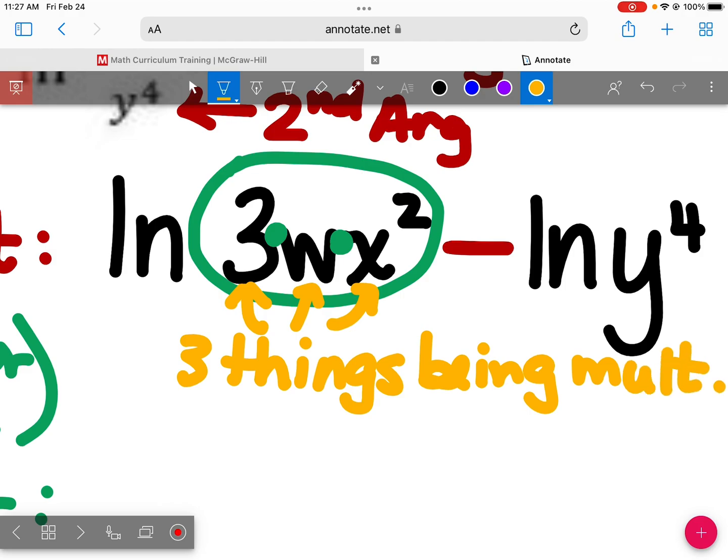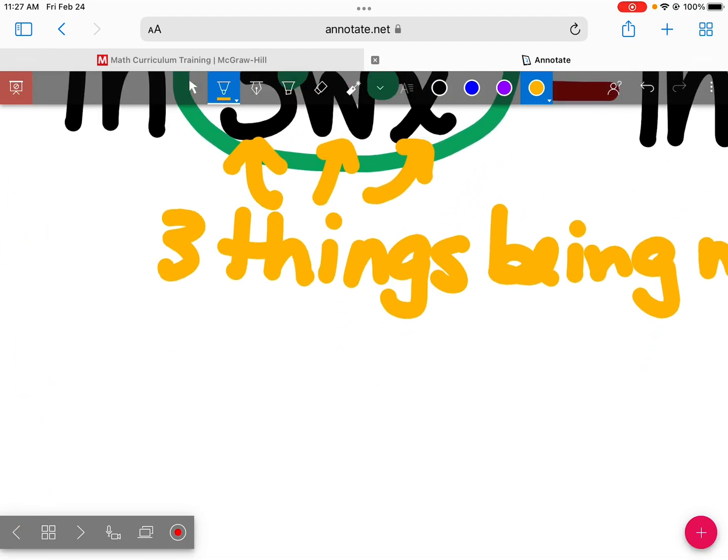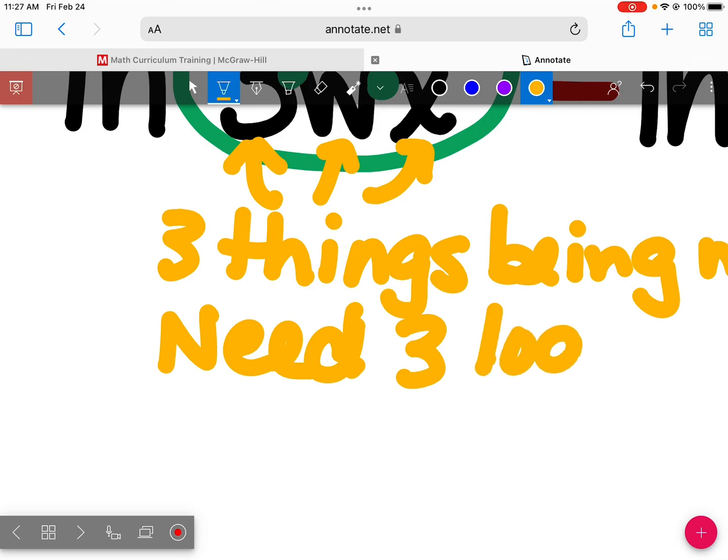So how many logs am I going to need? If there's 3 things being multiplied, I need how many logs? 3. We need 3 logs.